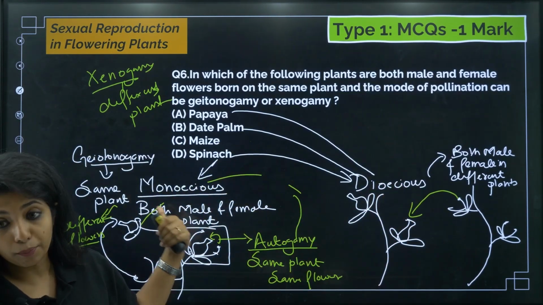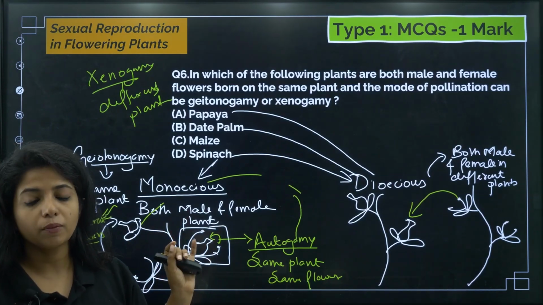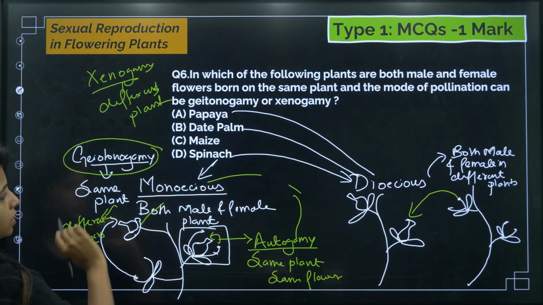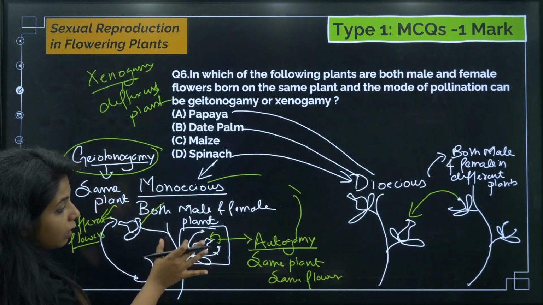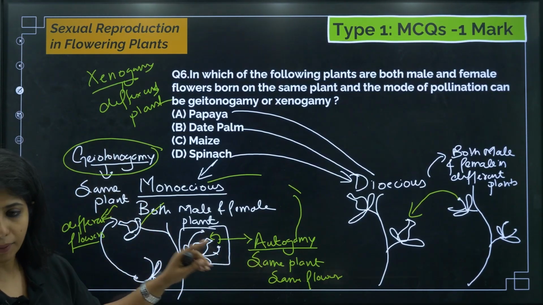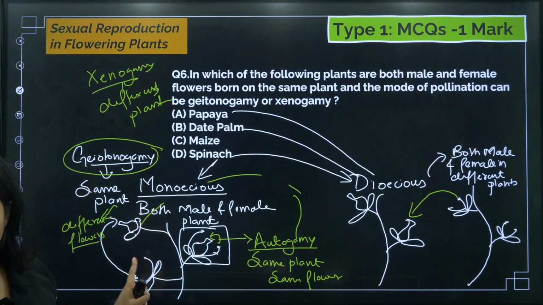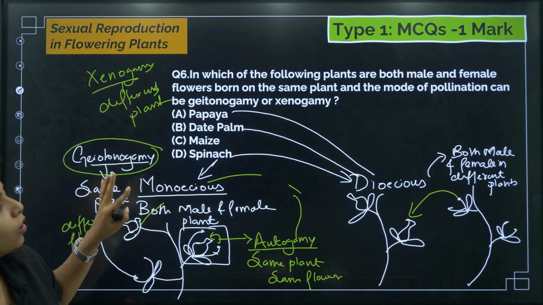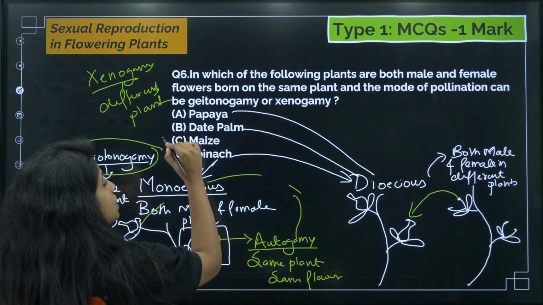When you talk about monoecious plants, you have to see what all is possible for this particular monoecious plant. Geitonogamy is possible, xenogamy is definitely possible, and autogamy is also possible if the condition is like this. If the condition is not like this, then in monoecious plants also this cannot happen. As of now, we just have to see where both male and female flowers are on the same plant, and the mode of pollination can be either geitonogamy or xenogamy. Both happen in monoecious plants, and the answer will be maize, children.